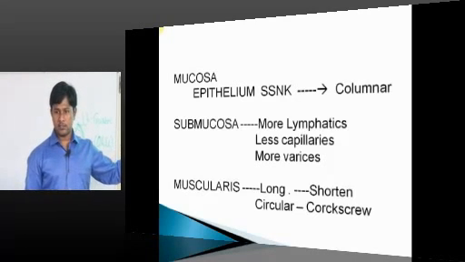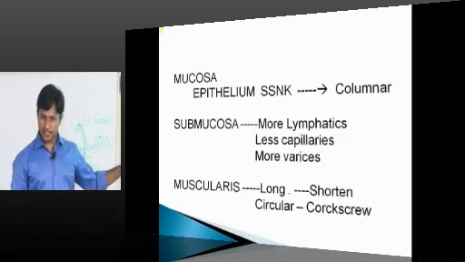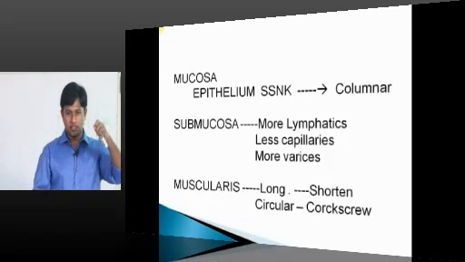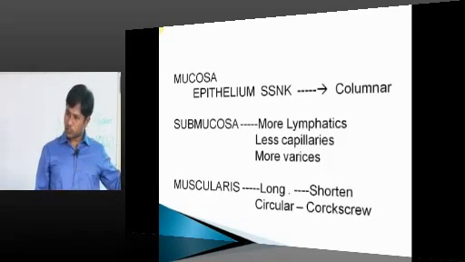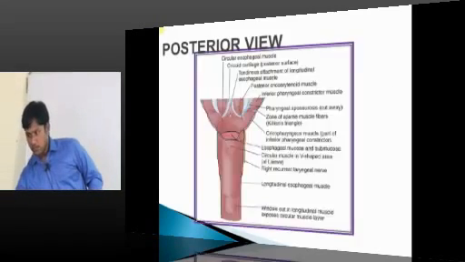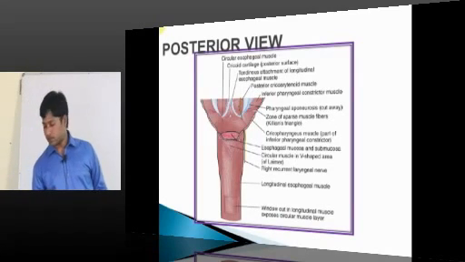You have two muscles, outer longitudinal and inner circular muscle. The longitudinal muscle is long like this. Whenever it contracts, it causes shortening of the esophagus. Circular muscle causes a corkscrew shaped appearance of this.